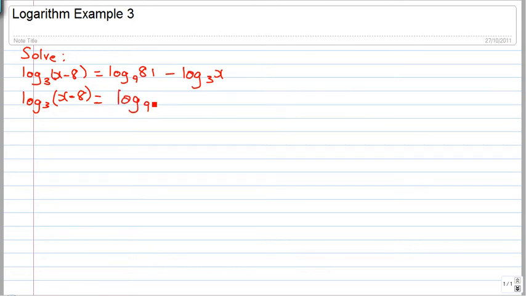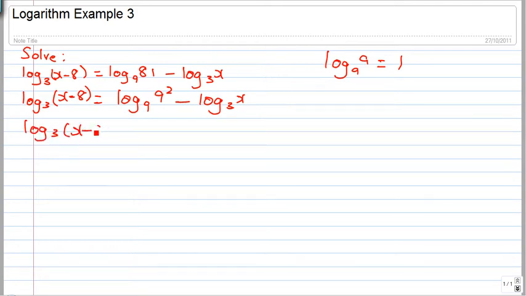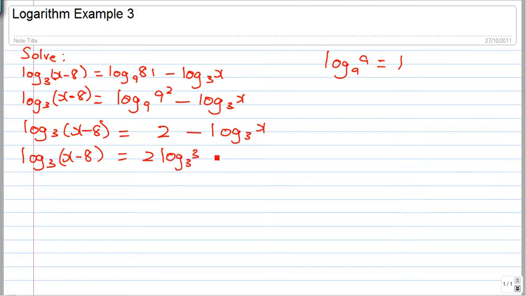Log base 9 of 81. Now 81 is also 9 squared. Alright, so log base 9 of 9 is just 1, just like log base a of a is just 1. So here we have log base 3 of x minus 8. This is just 2 minus log base 3 of x. Log base 3 of x minus 8. This is 2 log base 3 of 3 minus log base 3 of x.